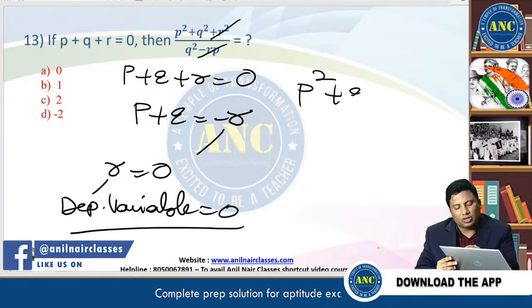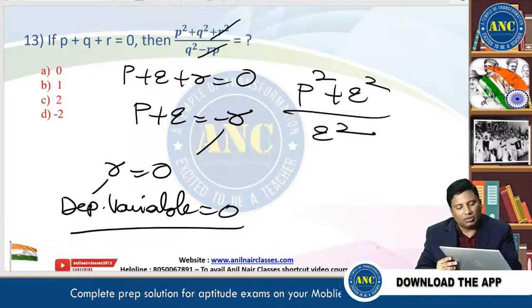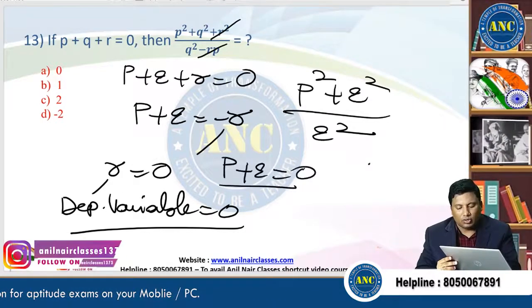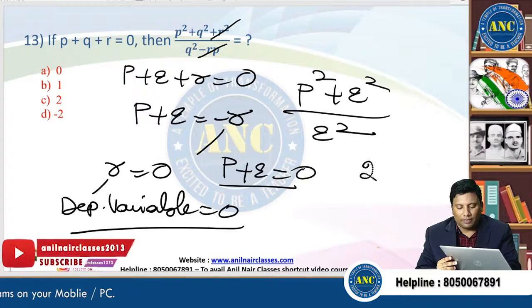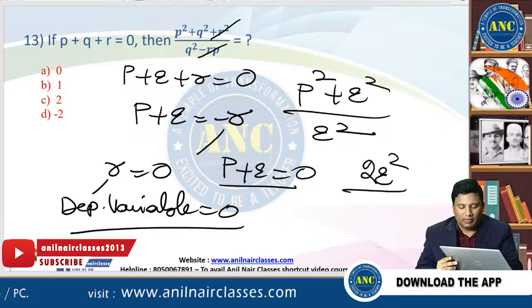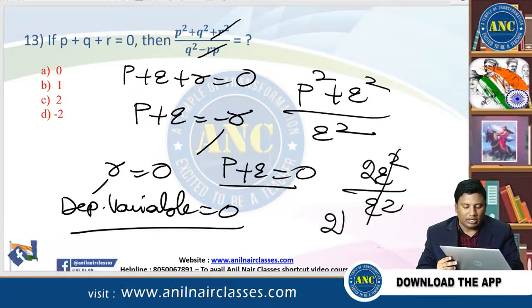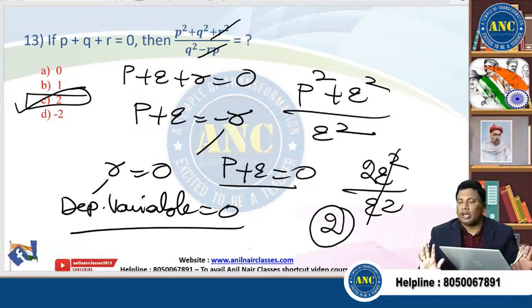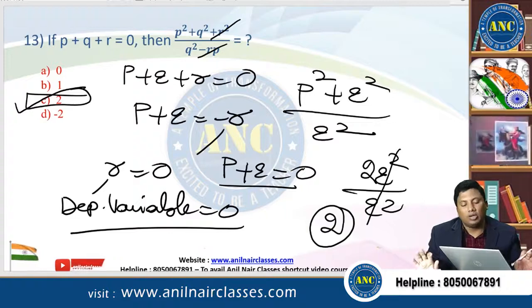p square plus q square divided by q square. p plus q is 0, p is minus q. Minus q square plus q square, 2q square divided by q square. Answer is nothing but 2. Idea clear? Make r value 0.